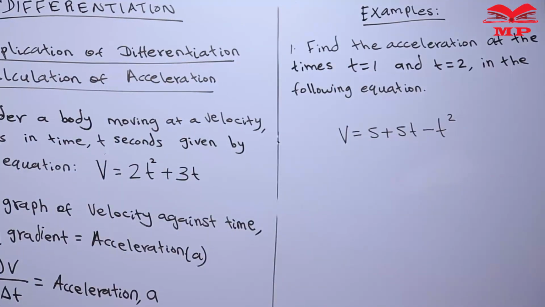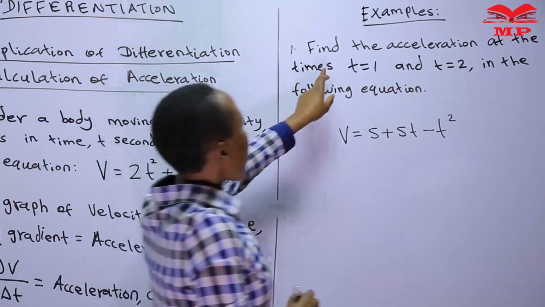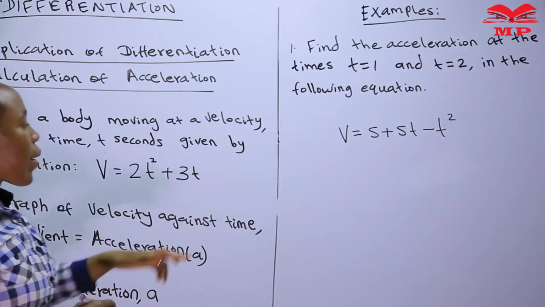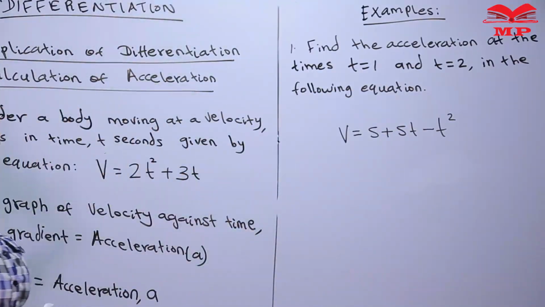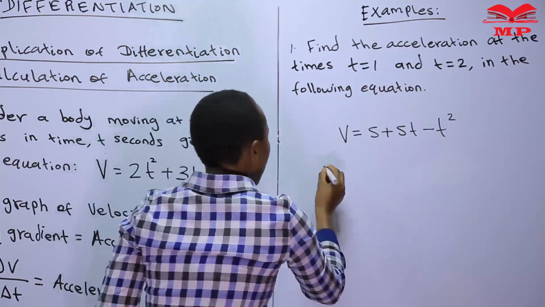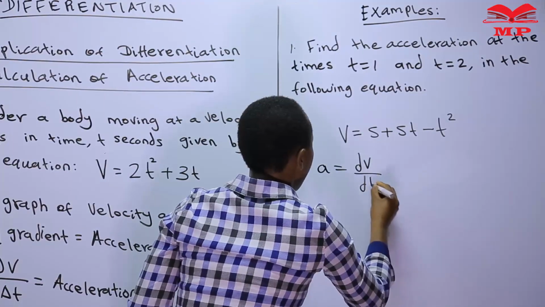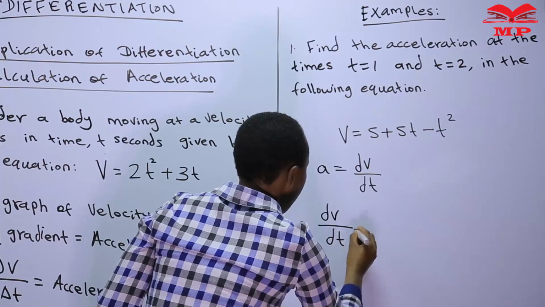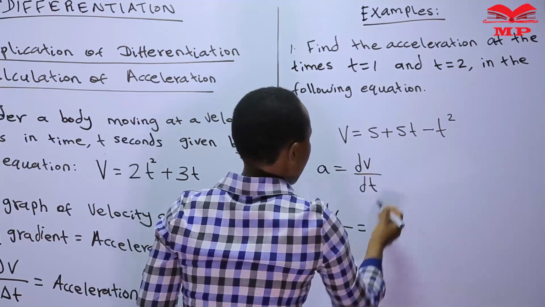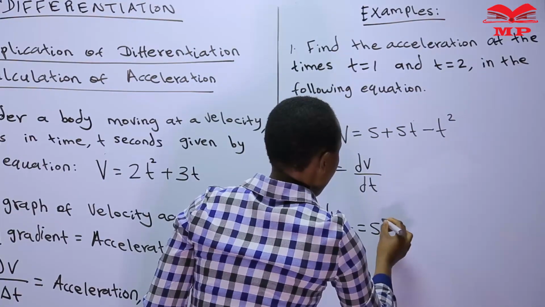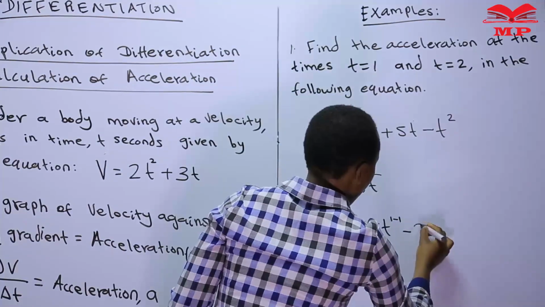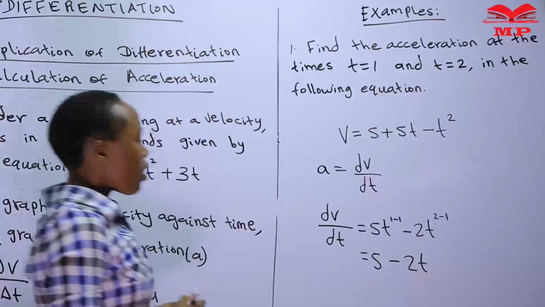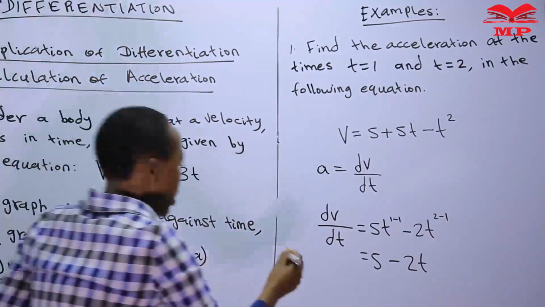So we want to get the acceleration when t is equal to 1 and when t is equal to 2. We are not told whether it is seconds or minutes, so we just give our answer. Acceleration is given by dv all over dt. So we differentiate this equation: the constant gives 0, 5t gives 5, and minus t squared gives minus 2t. So we have 5 minus 2t, which is dv dt, equivalent to the acceleration.